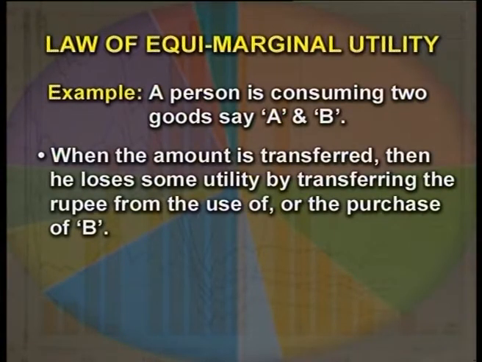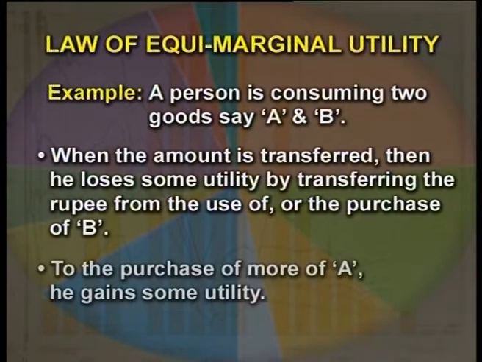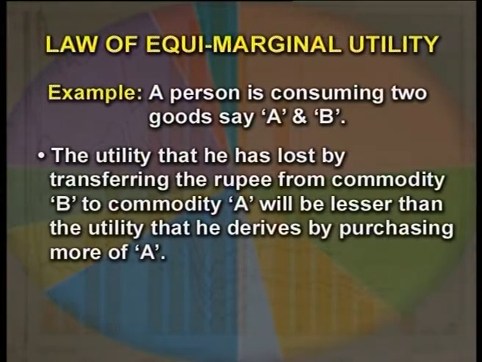Now, when the amount is transferred, he loses some utility by transferring the rupee from the purchase of B to the purchase of A, but he gains some utility by getting more of A. But the utility that he has lost by transferring the rupee from commodity B to commodity A will be lesser than the utility that he derives by purchasing more of A.